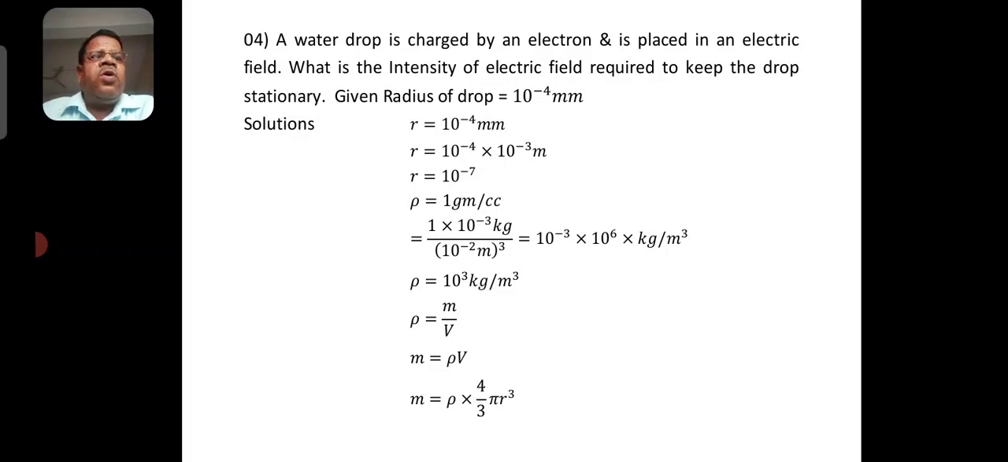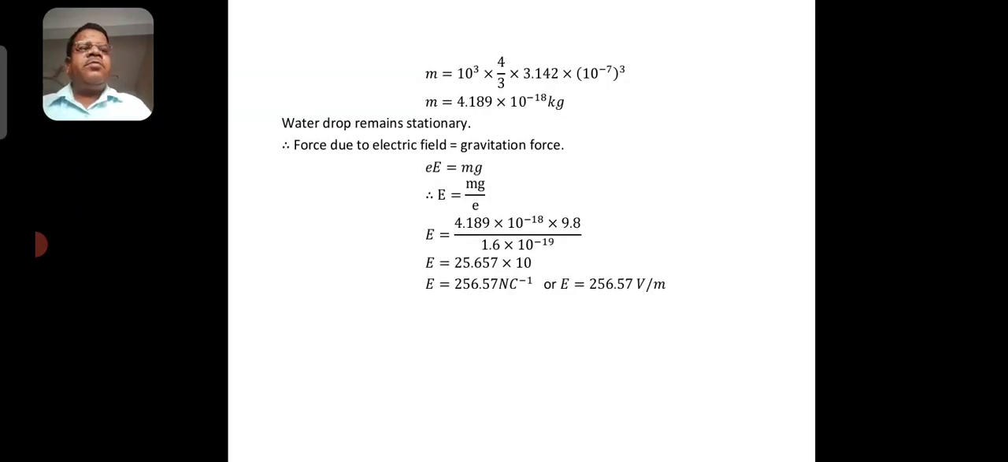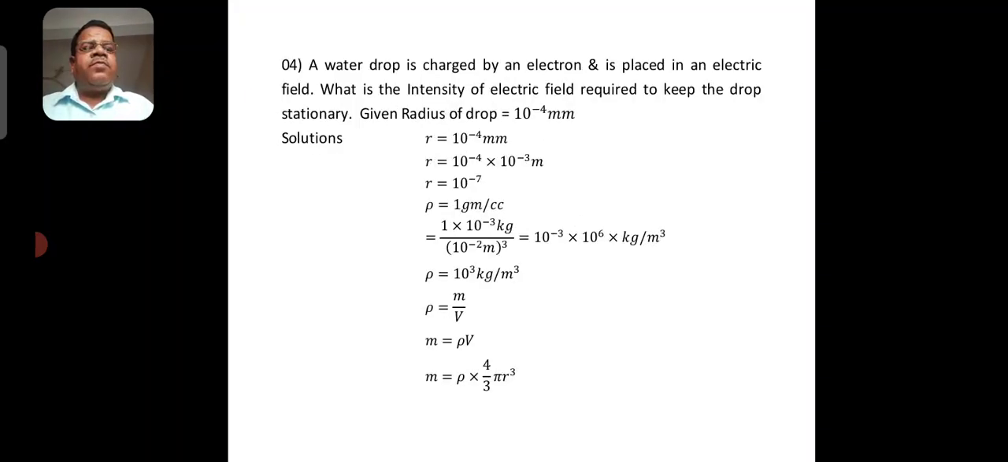Density rho, the radius of the drop is given. Assume that radius of the drop is r, then the volume of the drop is 4 by 3 pi r cube.